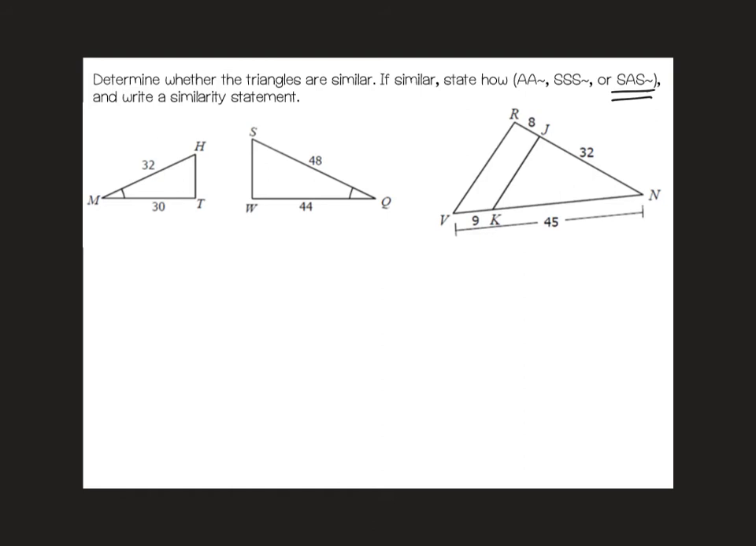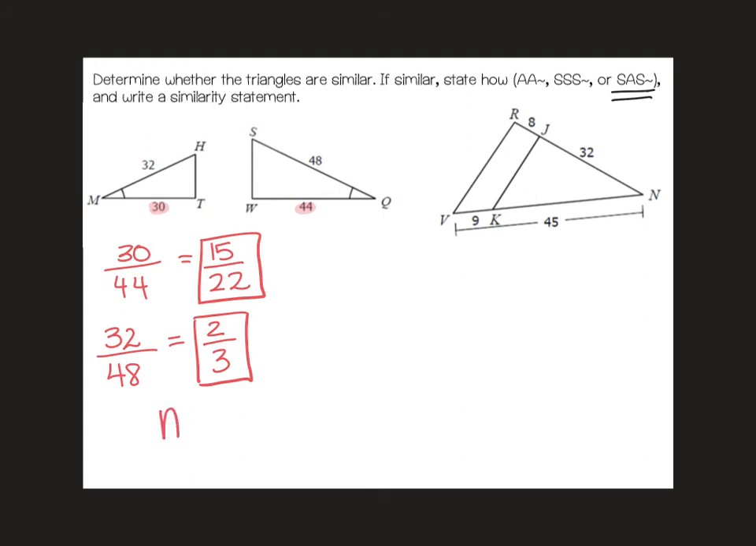The next thing I need to do is check if the sides are proportional. So 30 is the smaller side and 44. So I want to check this to start off with. I can simplify and I get 15 over 22. I also have 32 and 48. When you simplify that, you get 2/3. These do not match, and since they don't match, they're not similar. And just a reminder, if they're not similar, you don't write a similarity statement.